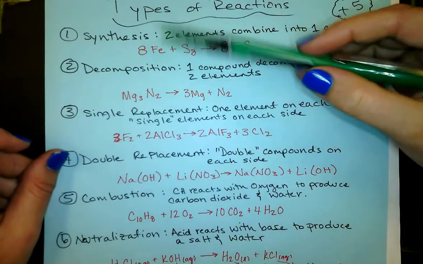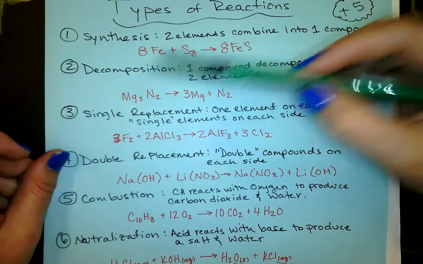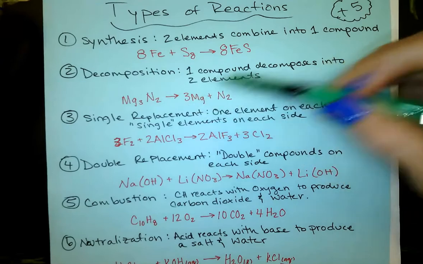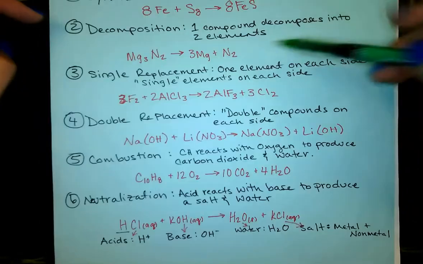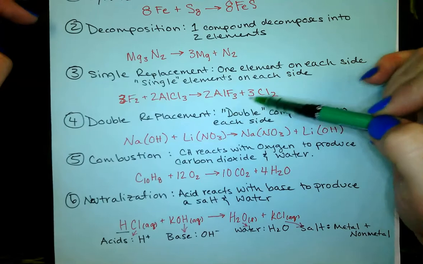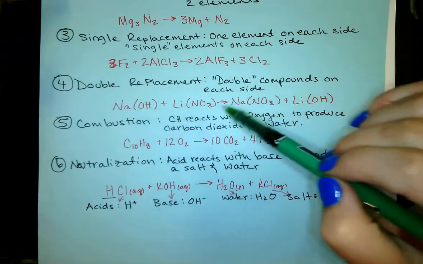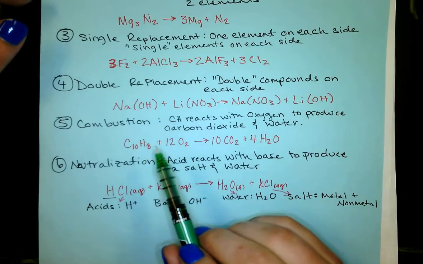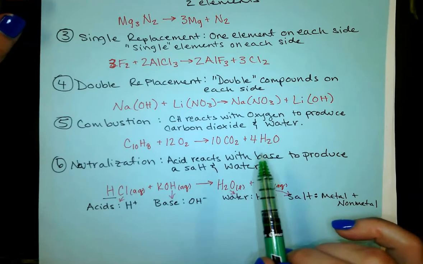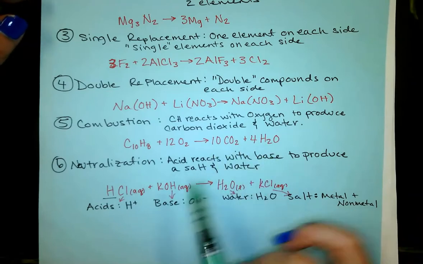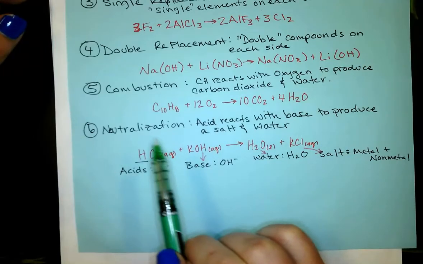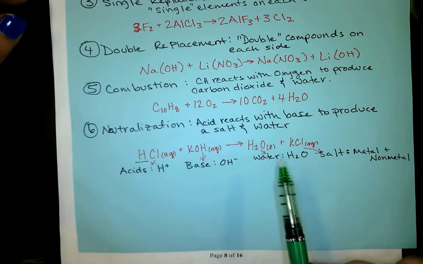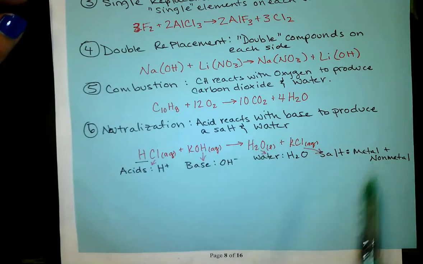So you have synthesis, which is 2 things coming together to form one. Decomposition, which is 1 compound decomposing into its single parts. Single replacement will always have a single element on each side. Double replacement will have double compounds on each side. Combustion is always CH reacting with O2 to produce CO2 and H2O, which is carbon dioxide and water. And neutralization, which we just learned, is an acid, which has hydrogen, and a base, which has hydroxide, reacting with water, and salt, which is just a metal and a nonmetal.